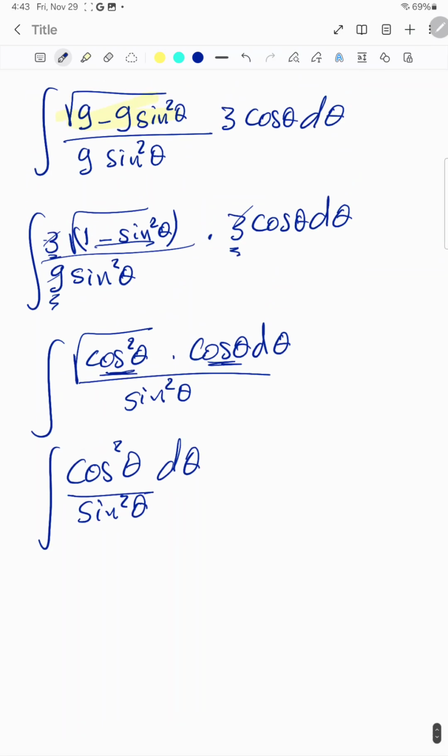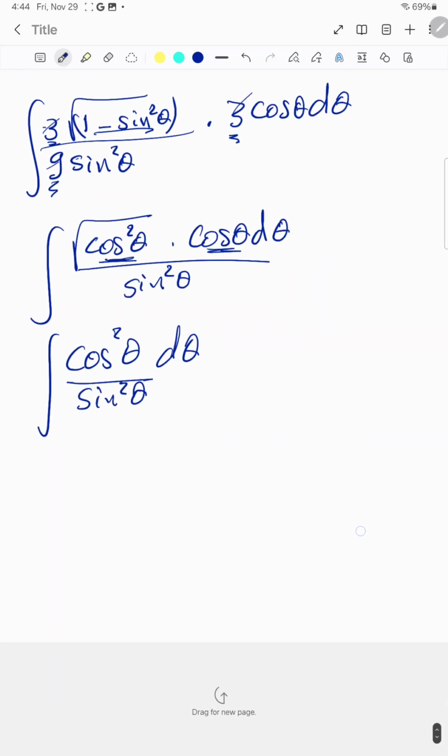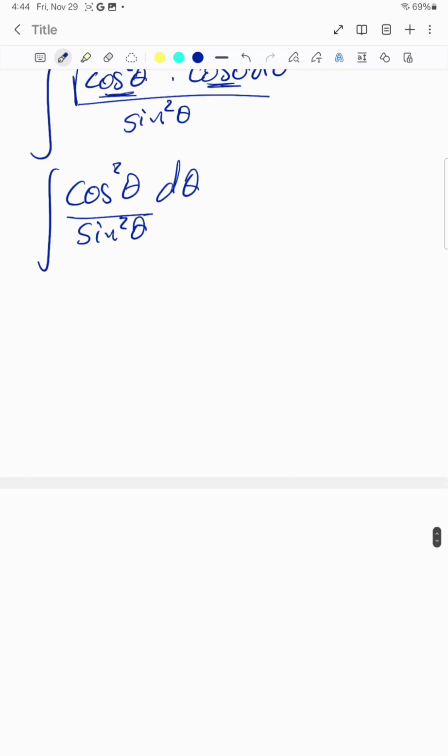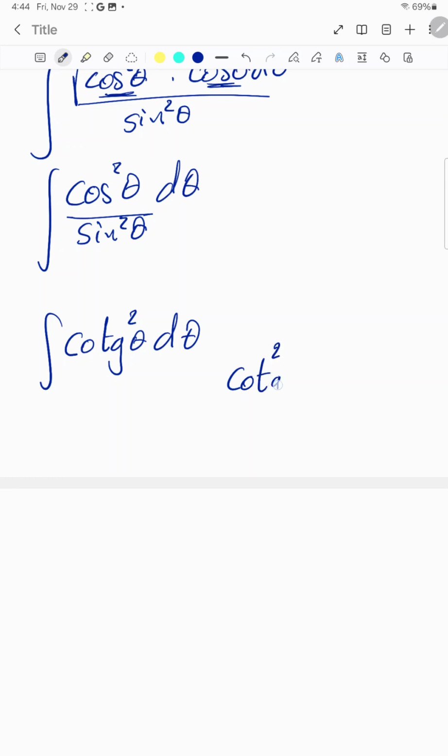But I know cosine divided by sine is cotangent. So my integral becomes the integral of cotangent squared of theta d theta. And there is another trigonometric identity that says cotangent squared of theta is equal to cosec squared of theta minus 1. So I will use this now.